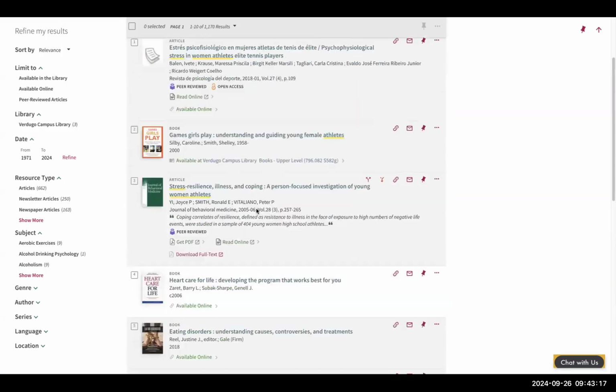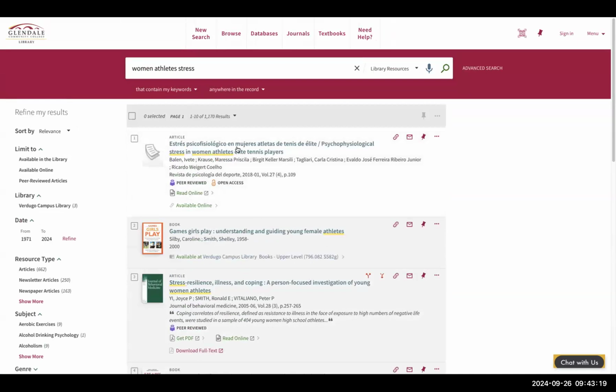So again, even from our results, we don't have a lot of them, but they're kind of all over the place. There's still too many different types of stresses. There's too many types of sports. So here's one on tennis, for example. We saw one on soccer. There was one on volleyball. It's too many different aspects to cover in one research paper.